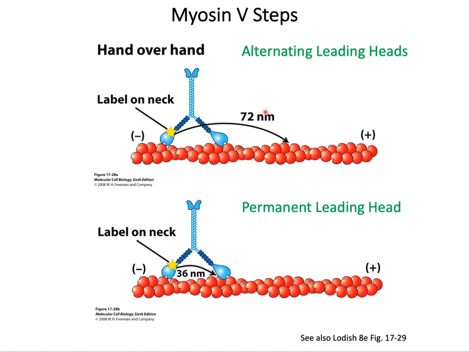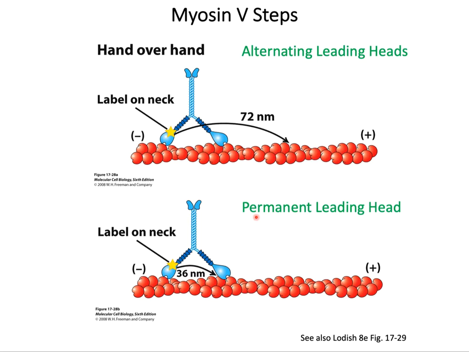It would be like walking or stepping stone, where you place each foot on every stone. The step size is 36 nanometers, but the total step, or the distance one head travels, is 72 nanometers. The other possibility, you can think of it as an inchworm model, where the leading head would take a step and then the other head would shuffle behind it. One head would always be the lead. In this case, you would have a permanent leading head.